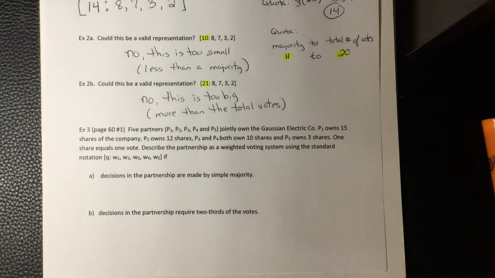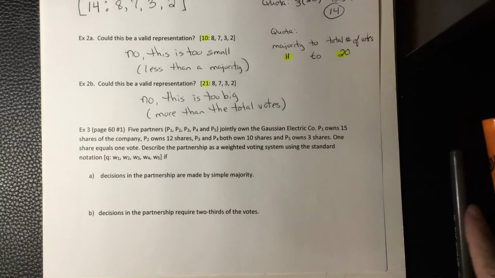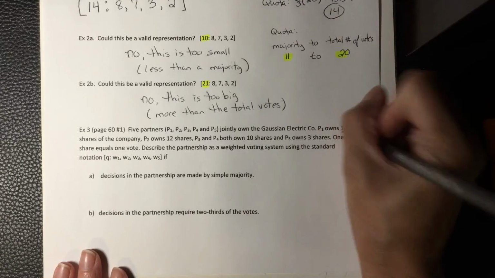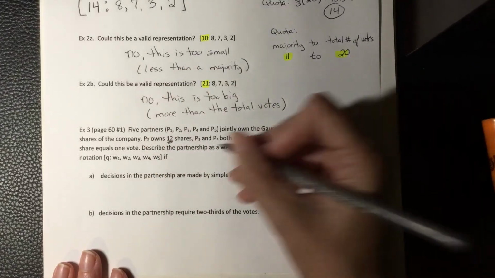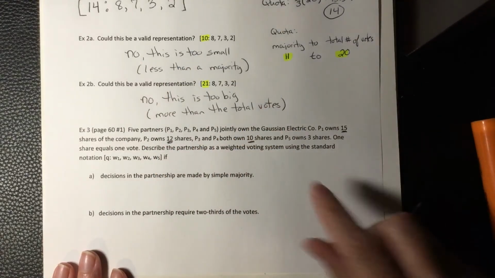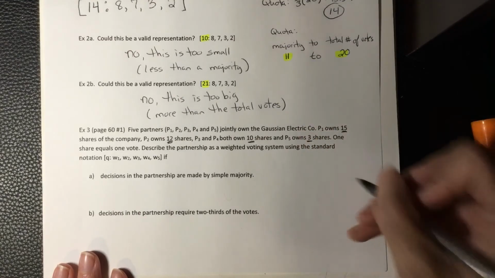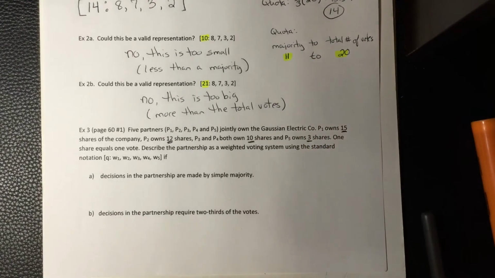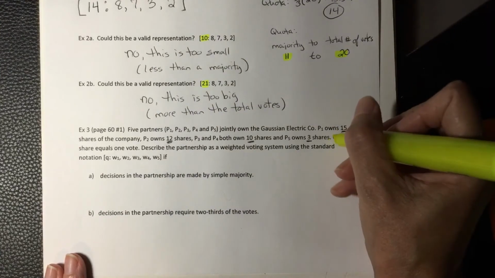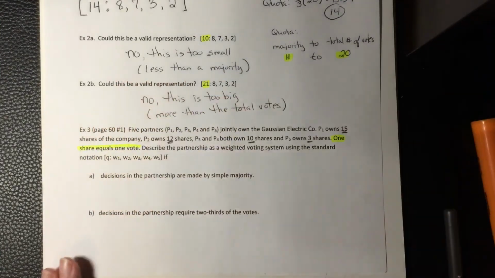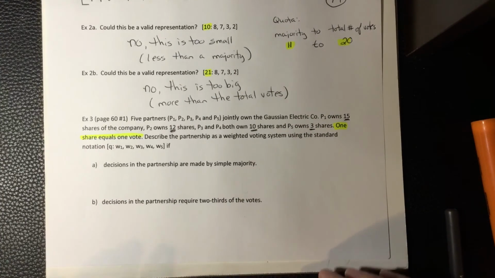This is example 3. We have 5 partners, so P1 through P5, and they jointly own this electric company. So player 1 has 15 shares. Player 2 has 12, 3 and 4 both own 10, and player 5 owns 3 shares. So 1 share equals 1 vote. That's kind of important because that'll help us get our total number of votes. Describe the partnership as a weighted voting system using the standard notation if decisions are made by a simple majority.